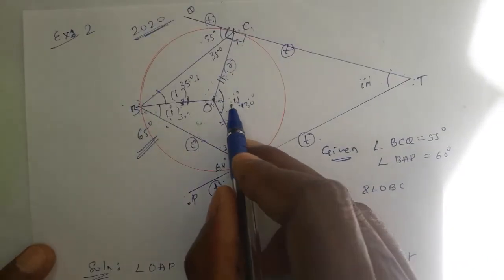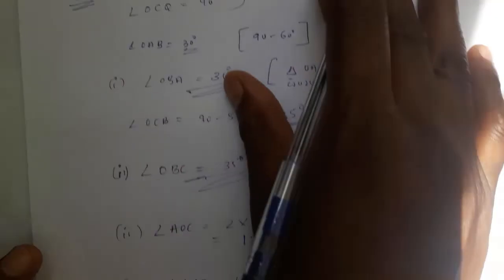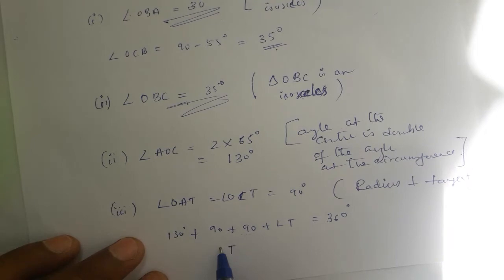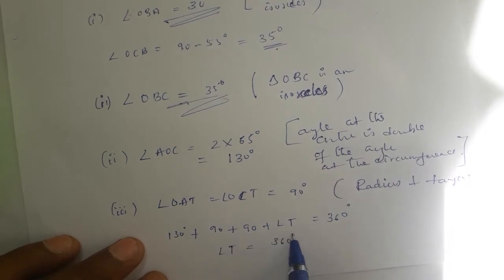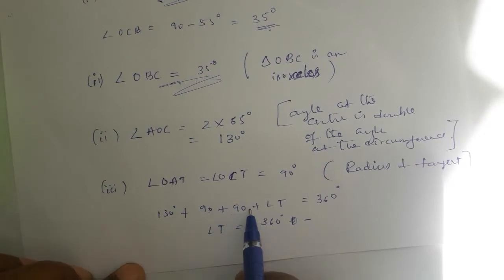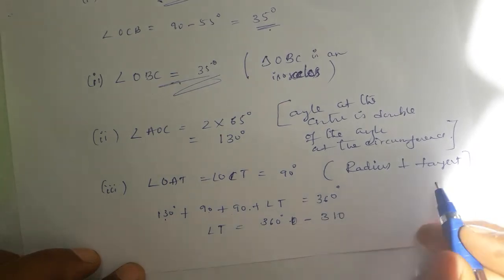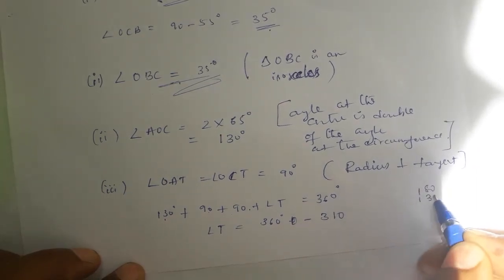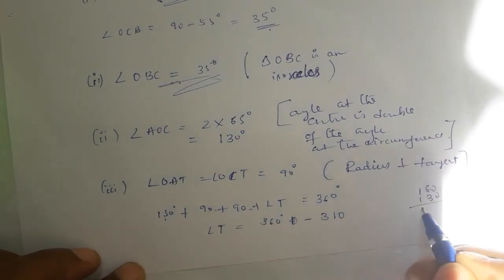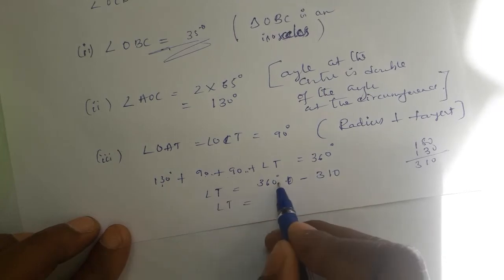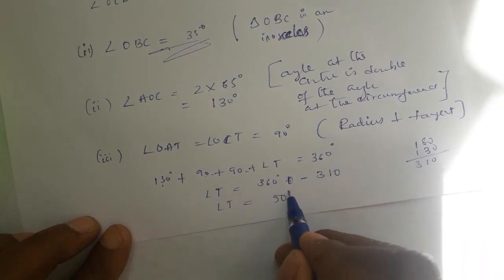90 plus 130 plus 90 plus t, all 4 angles equal to 360 degrees. Now these 3 are added: angle t equals 360 degrees minus (90 plus 90, 180; 180 plus 130) totally 310. 180 plus 130, both added, you will get 310. Then t is equal to 360 minus 310, 50 degrees.